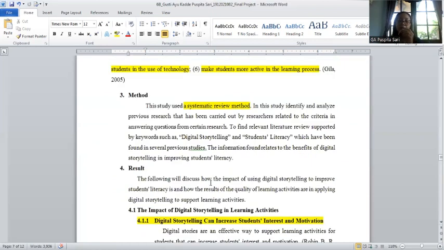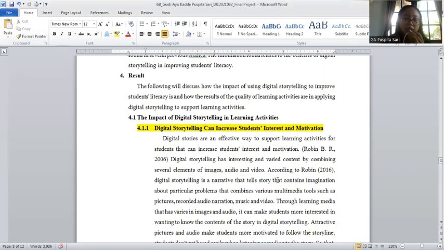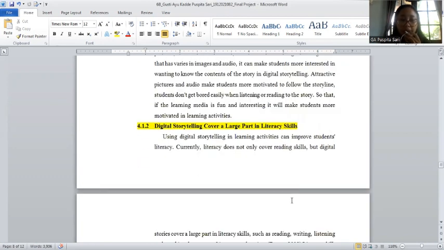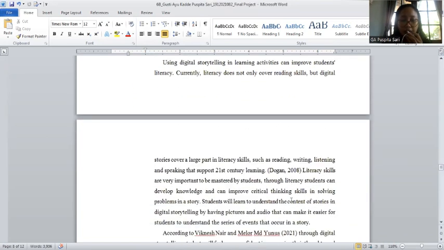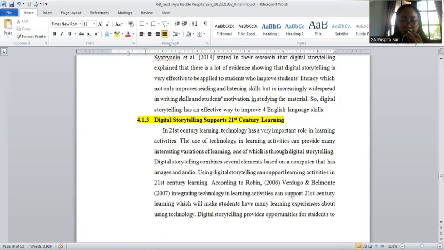The study uses a systematic review method. Next, I would like to explain the results of my study of my articles. The first result, on the benefits of digital storytelling in learning activities, is that digital storytelling can increase students' interest and motivation. Next, digital storytelling covers a large part of literacy skills, not only reading skills but all four English language skills: reading, writing, listening, and speaking. The next is that digital storytelling supports 21st century learning because it combines the use of technology in learning activities.